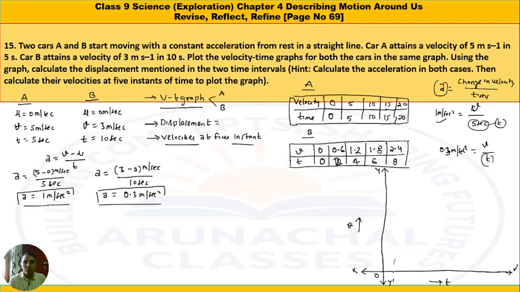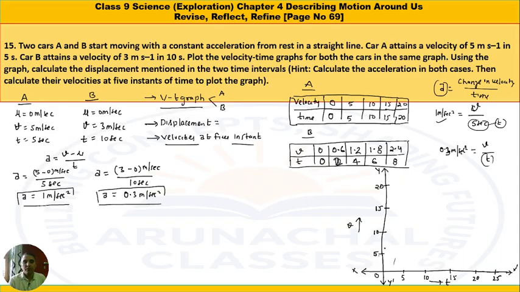So in what way should I go? Let it be 5, then 10, then 15, and then 20, and here it is 25. Now in velocity it is going up to 20, and let it be 5, 10, 15, and 20.